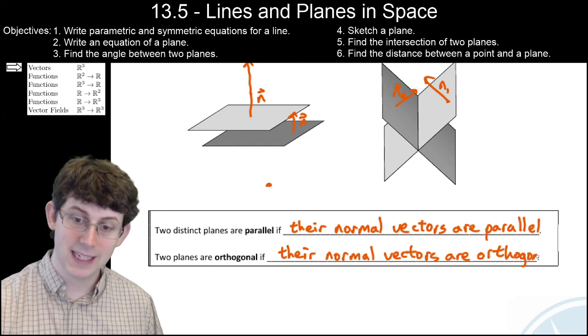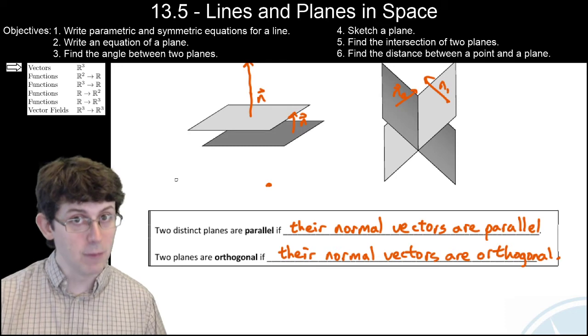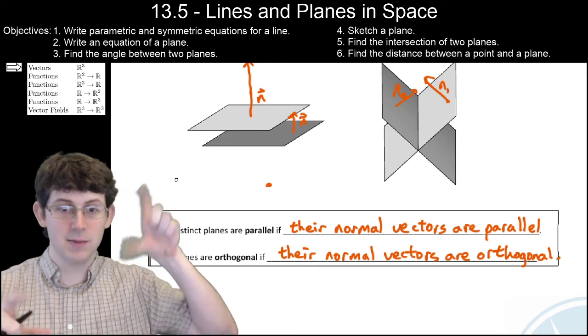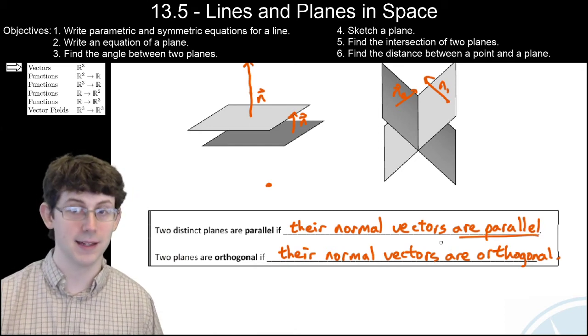Notice that my first guess at how to make two planes parallel was that they have the same normal vector, but no, it doesn't really matter if they're exactly the same, they just need to be going the same direction. So if their normal vectors are parallel, then the planes are parallel.